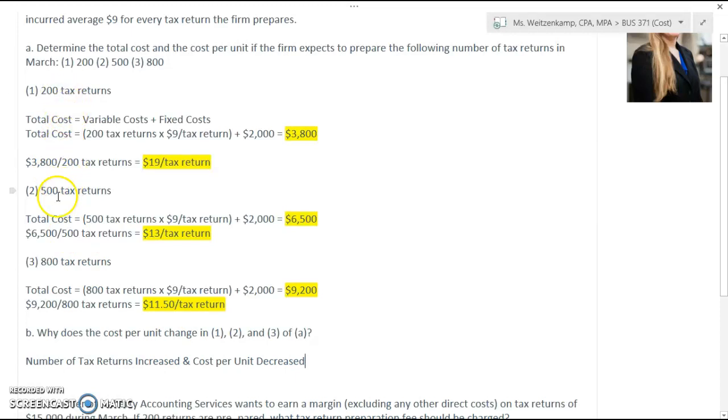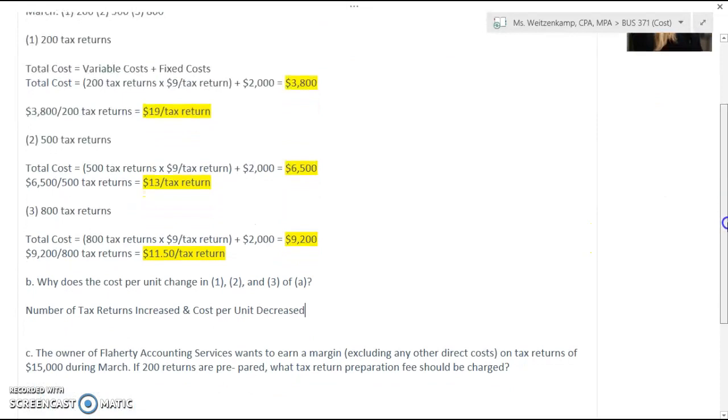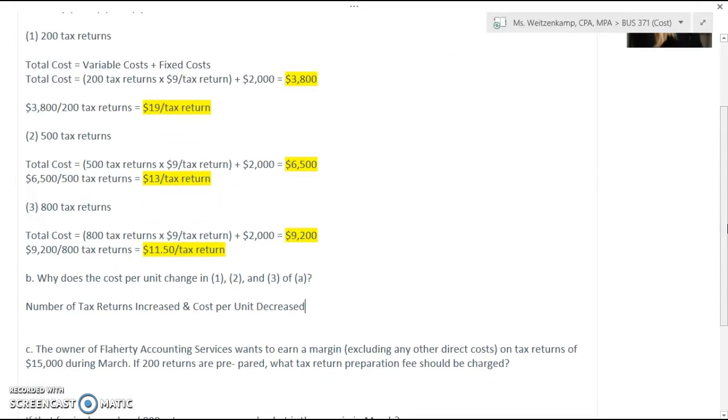Again, 200 to 500 to 800 tax returns, the number of tax returns is increasing, going from $19 per tax return, $13 per tax return to $11.50 per tax return. The cost per unit is decreasing. So why is that? Well, looking at our calculations, the total cost is increasing as we are multiplying by a larger number of tax returns. And we're dividing by a larger number of tax returns here in the cost per unit. So as the denominator increases, we're going to have a smaller cost per unit.